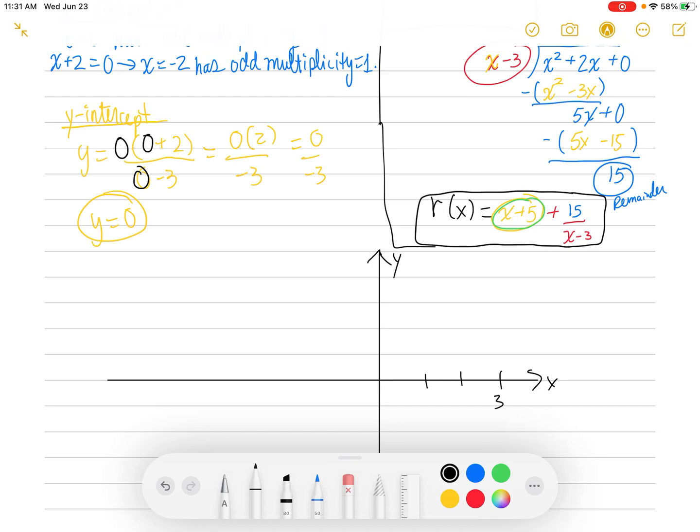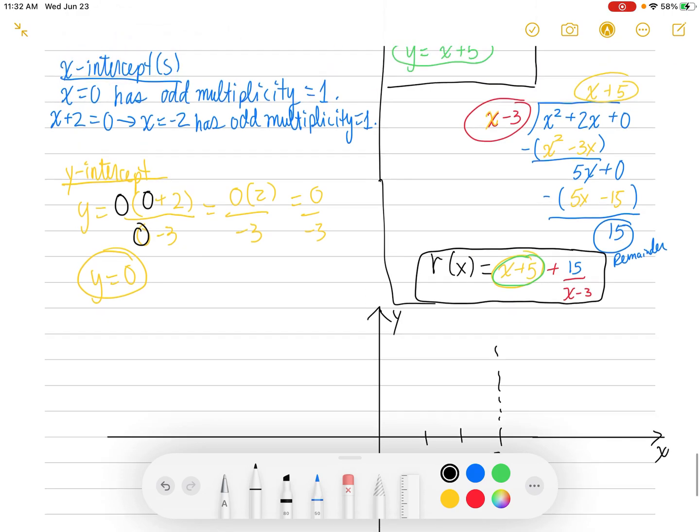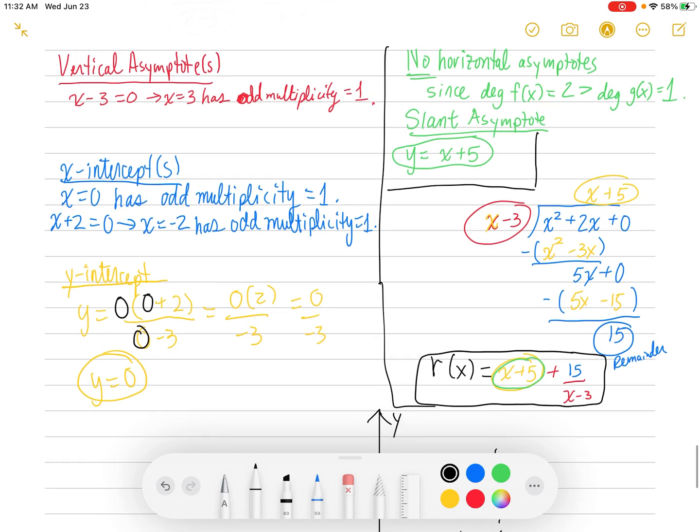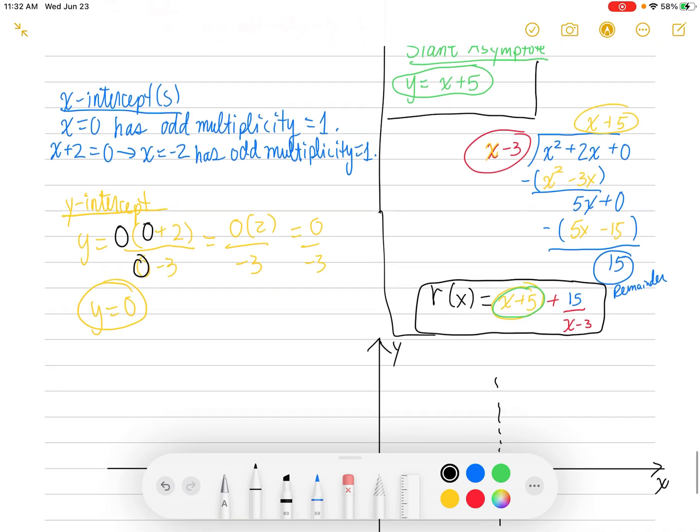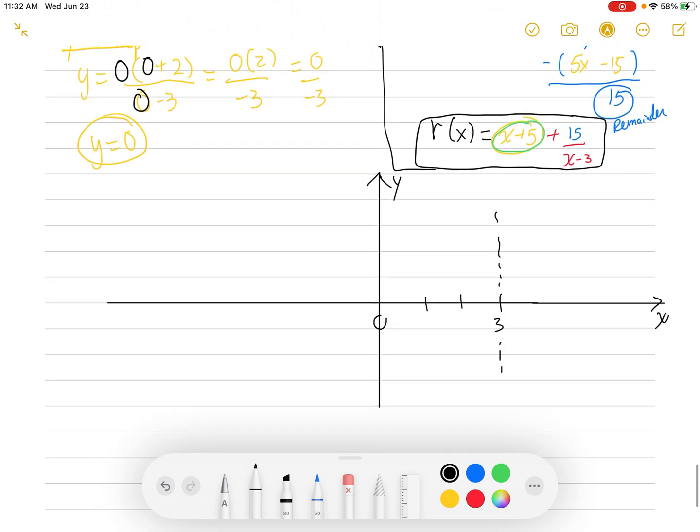So I'm going to put down my vertical asymptote at 3. I should probably extend this a little bit in the rightwards direction. That would be good. I have a vertical asymptote here at 3 on the x-axis. I have two x-intercepts, one at 0 and one at negative 2.